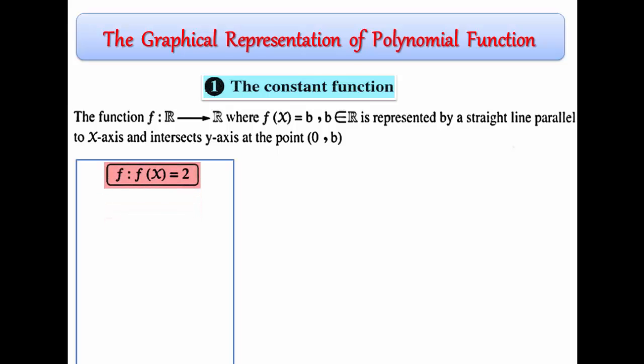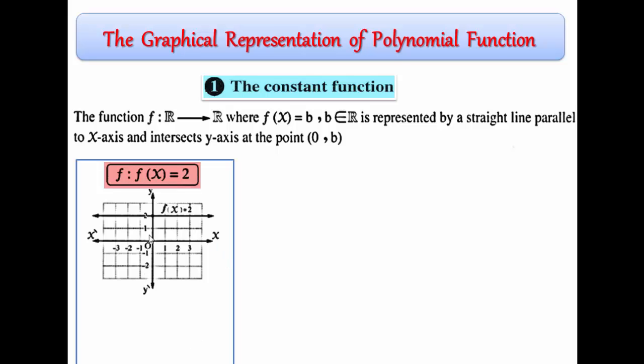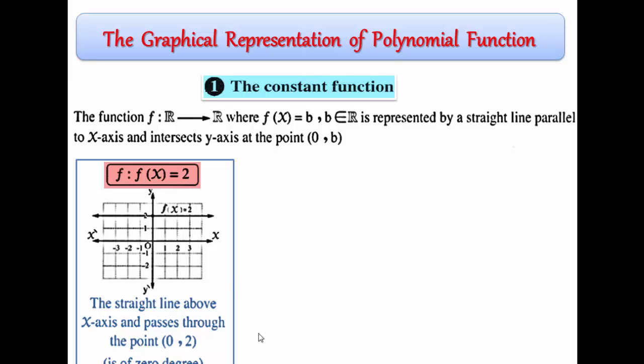First example, f of x equals 2. How do we draw it? Like that, the x-axis and y-axis. f of x equals 2 will be represented on the y-axis. As shown, we will draw a straight line passing through the point 2 on the y-axis and parallel to the x-axis. The straight line is above the x-axis and passes through the point (0, 2), where 0 means the x-axis and 2 the y-axis. It is of 0 degree, because here we have no symbol, so its power will be 0.